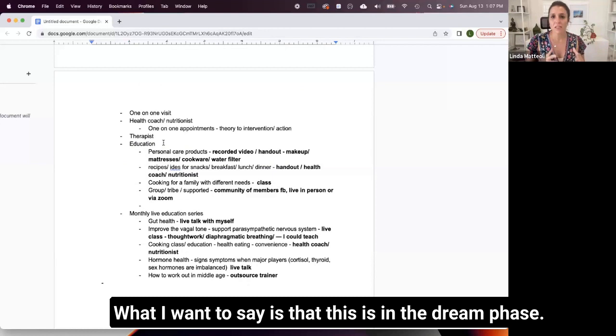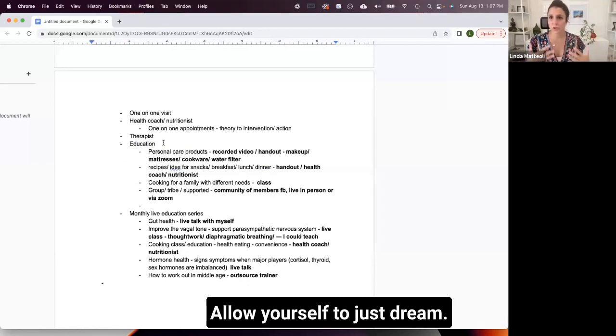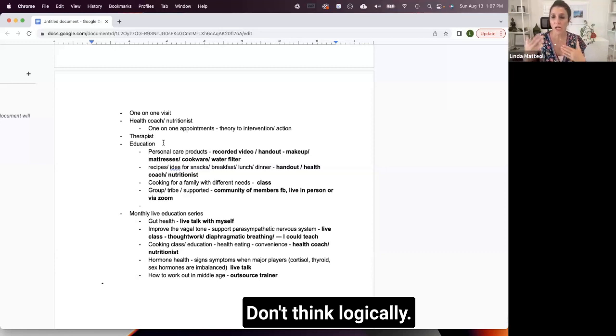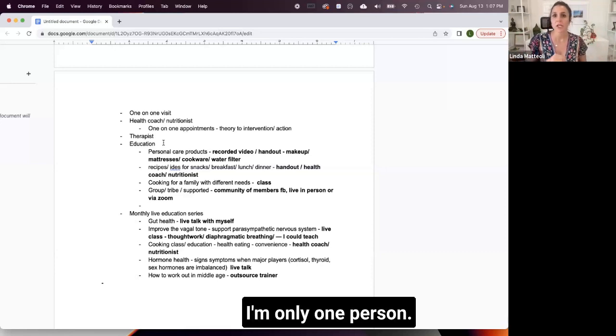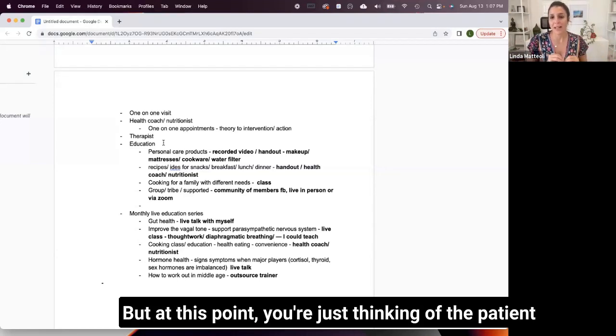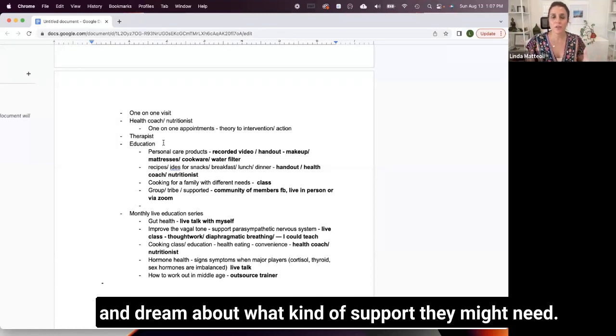What I want to say is that this is in the dream phase. Allow yourself to just dream. Don't think logically, like, how am I going to hire these people? How am I going to pay them? I'm only one person. Don't go there quite yet. We're going to talk about that soon. But at this point, you're just thinking of the patient and dream about what kind of support they might need.